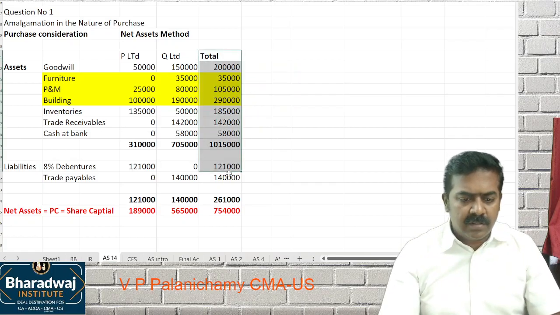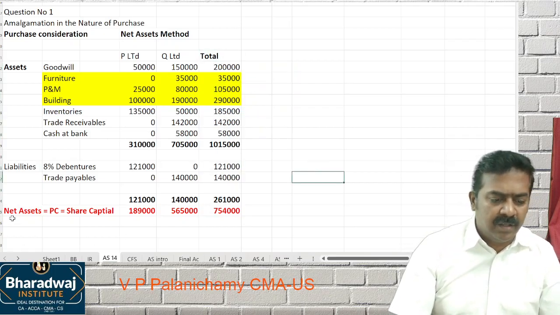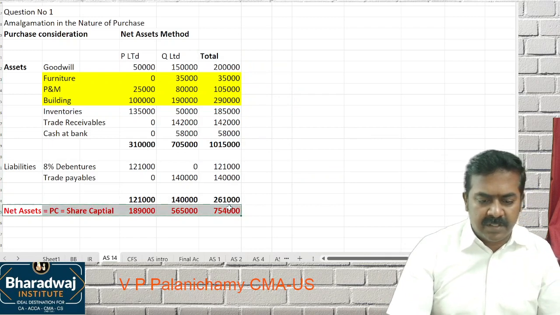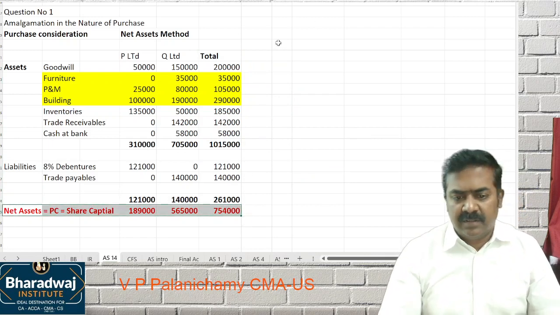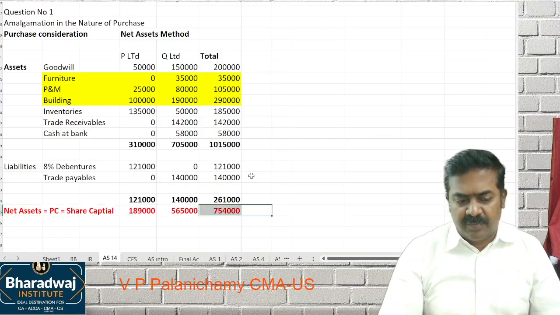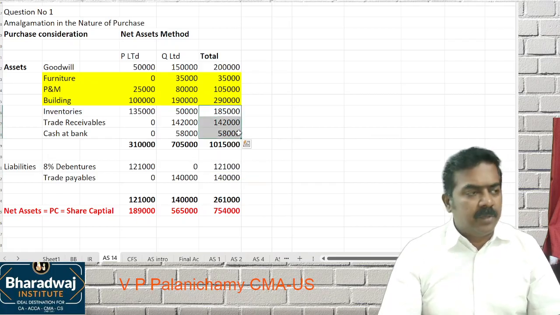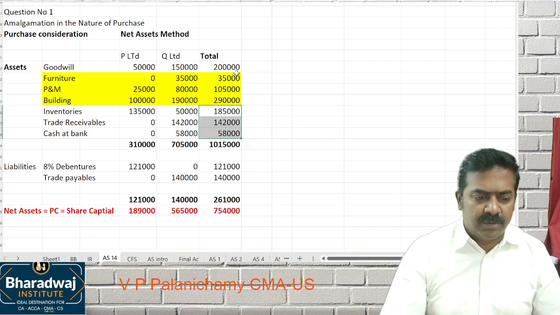Any doubt in this? Assets minus liabilities becomes which one? Net assets, that becomes purchase consideration, that becomes share capital. So share capital 7,54,000, long-term borrowing 1,21,000, trade payable 1,40,000. Inventory, trade receivable, cash and cash equivalents come under current assets.